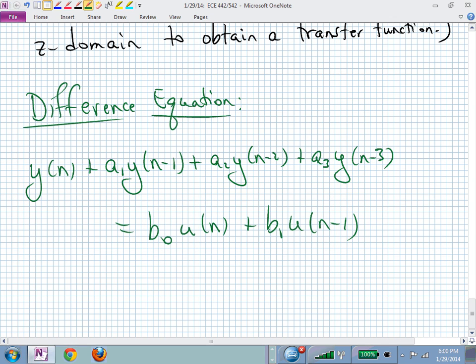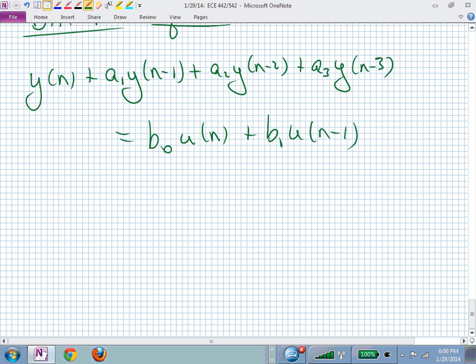So if we get this into the z domain, that denominator is going to be z cubed, unless we have some cancellations between the denominator polynomial and the numerator polynomial. But this is a third order linear difference equation. Now we want to take that into the z domain so that we can write it as a transfer function. We can get capital Y of z divided by capital U of z.